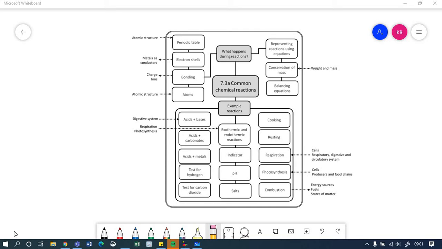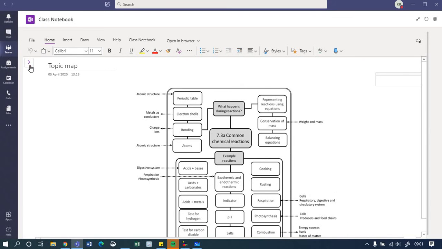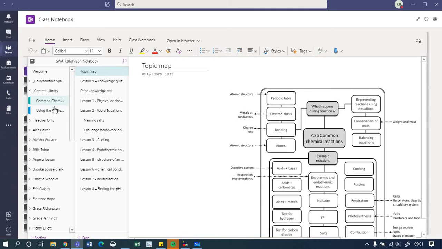Good morning, Year 7. In this piece of work, what I would like to do is go through what I call the end of topic summary for this topic, which is common chemical reactions. Now, what I would like you to do is go into your planner, into your Teams notebook, and in your Teams notebook, you will need to go into the common chemical reactions and then find something called the topic map. You will see this sheet.